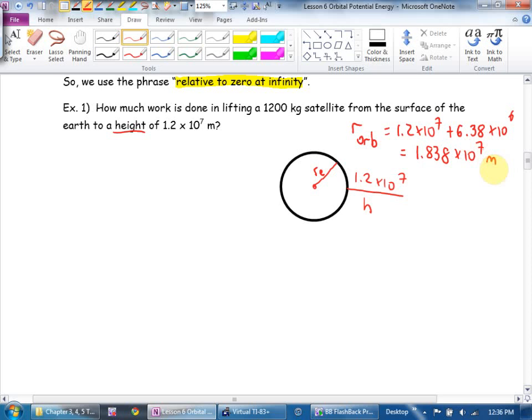All right, Kyle, what's this question want me to find? How much work? Now, we have a bunch of definitions for work. We have work is force times distance. We can't use that because the force changes. The higher you go, gravity changes. We could use area under a curve, except we can't find the area under a curve. So we're going to have to use our third one, which is work is equal to the change in potential plus the change in kinetic.